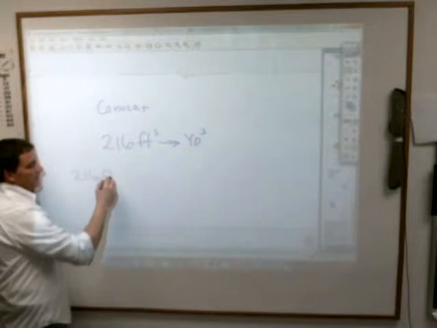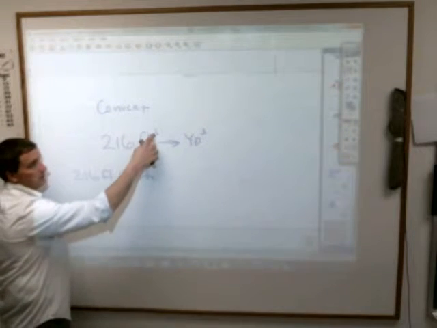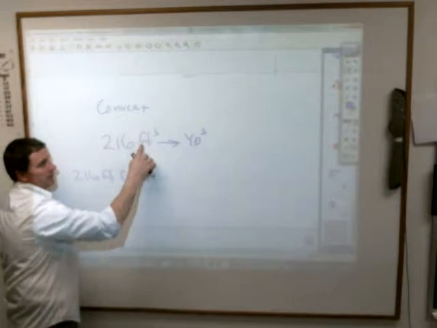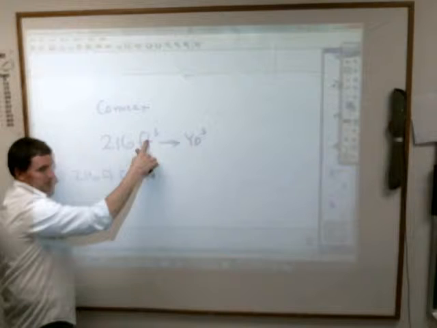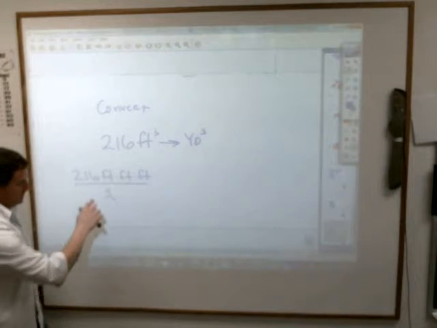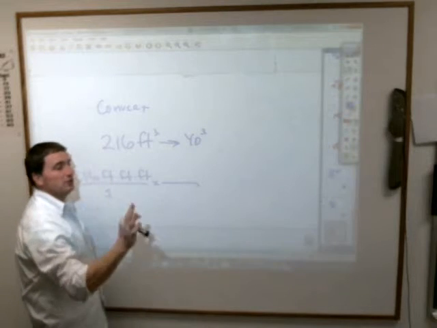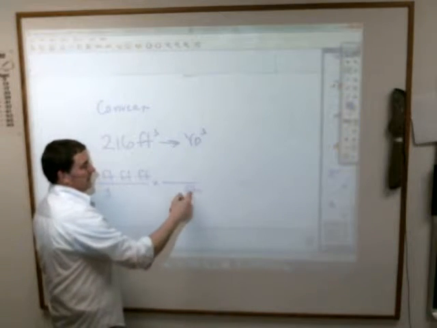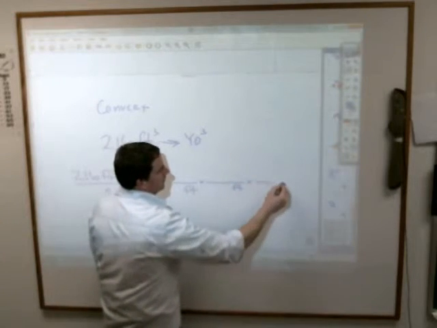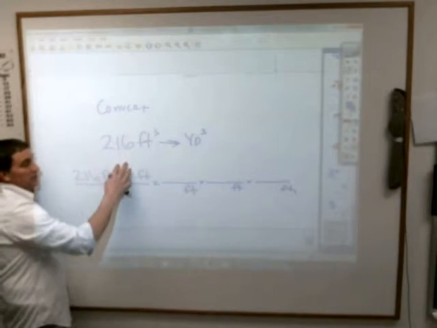It means you have feet times feet times feet. When you have 216 feet cubed, the cube doesn't go with the 216. You're not multiplying 216 times itself 3 times. You're multiplying the feet by itself 3 times. So you have 3 identical labels, feet, feet, feet, that need to be crossed off with your unit multipliers, and that's why you need 3. The first one cancels with one of them, the second with the second, and the third with the third.